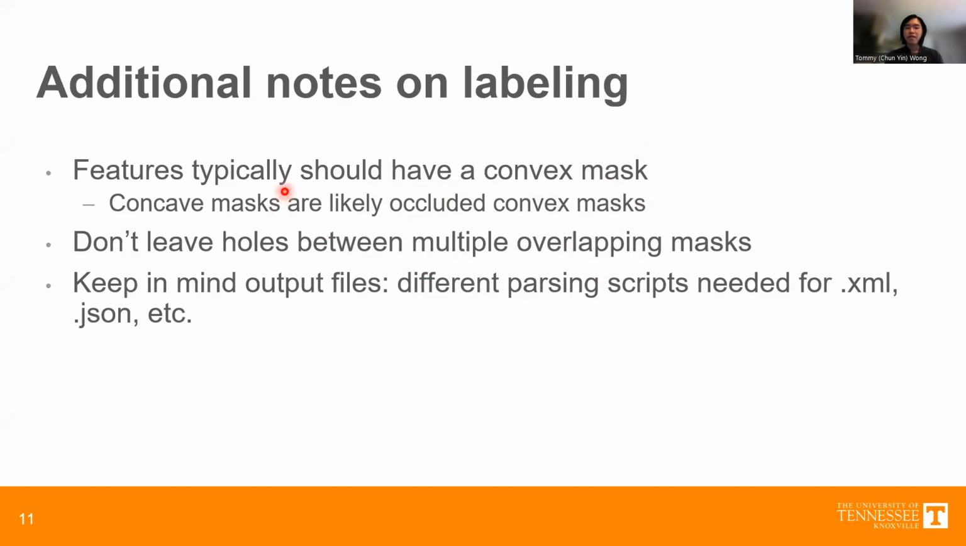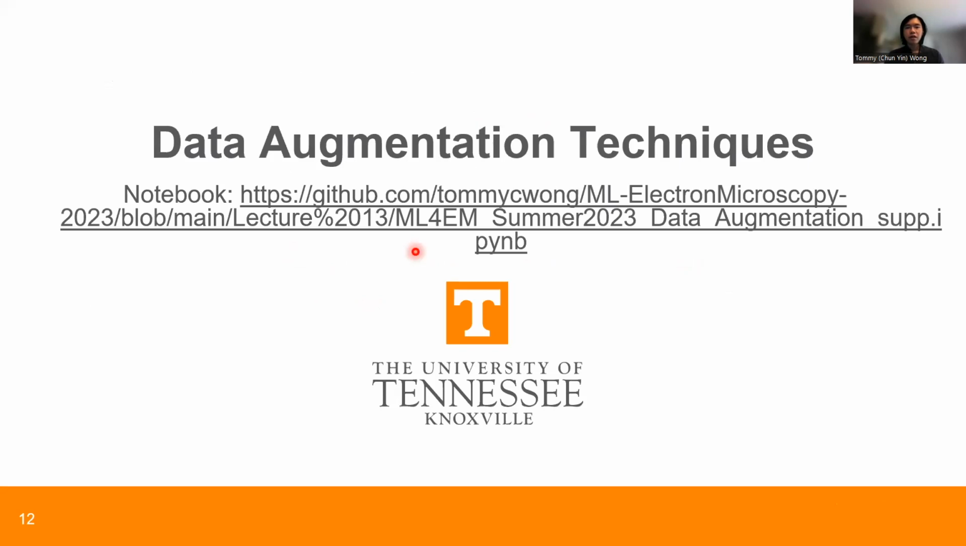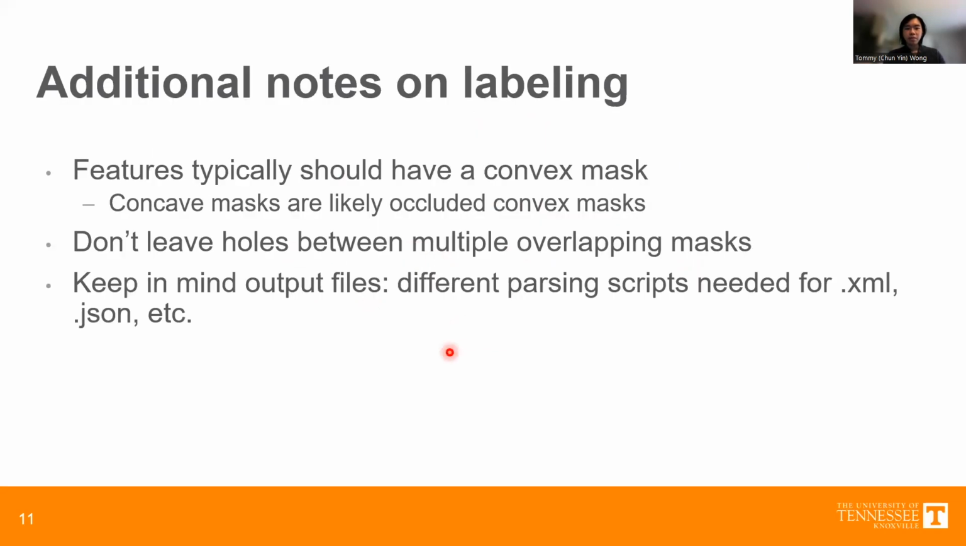And also just keep in mind the output files from different labeling systems. For example, you might do conversions from XML or JSON. For this tutorial, I'll be looking at how you can export and parse XML files, but it's the same for JSON files. It's pretty similar. You can modify the script for JSON files. So I am going to go over the hands-on part for the labeling exercise.